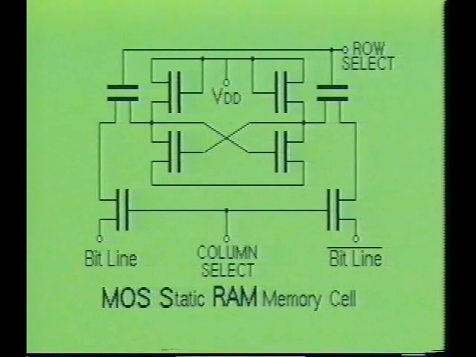The MOS static RAM cell, on the other hand, produces a much lower power dissipation. Typical power dissipation for the MOS device is only about 0.15 milliwatts per bit. However, access time can typically take as long as 100 nanoseconds.